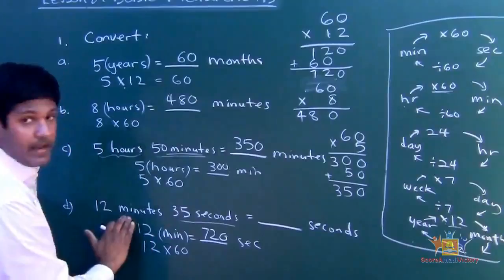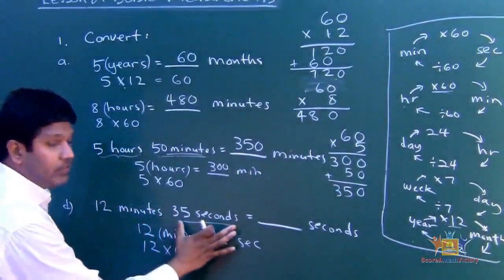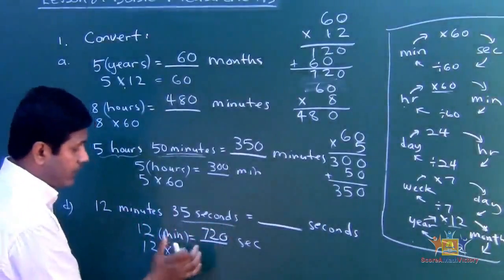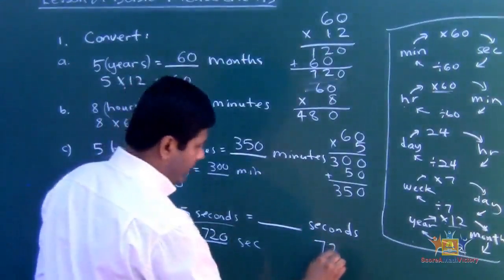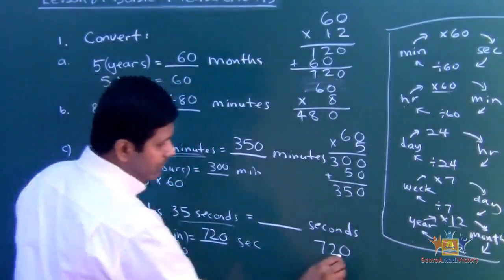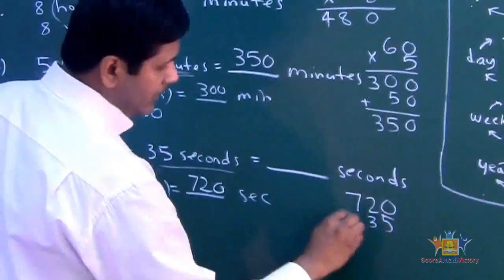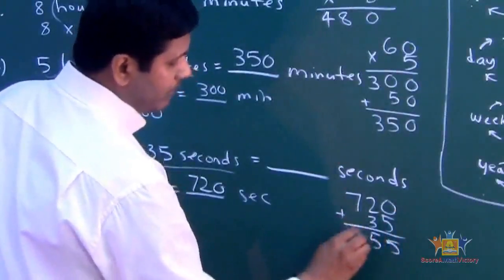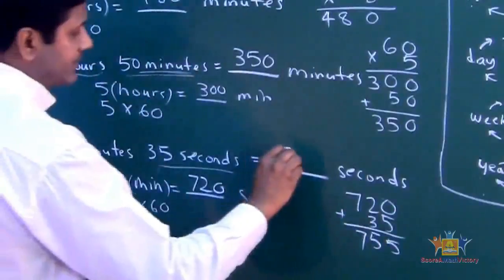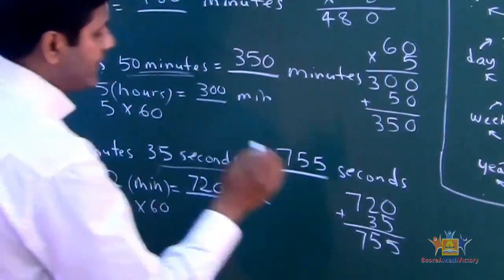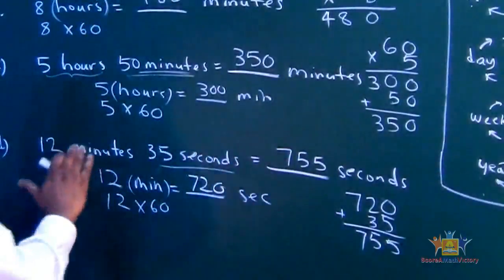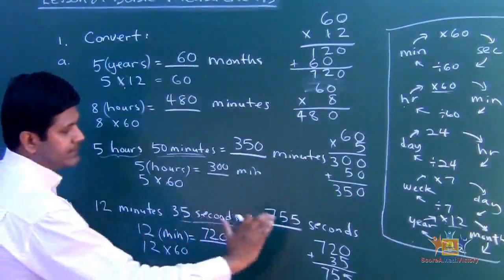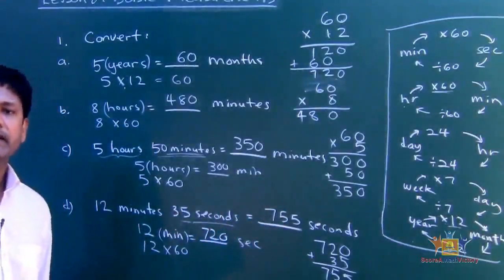That's for 12 minutes. So keep in mind, I still have 35 seconds to add to it. So I take 720 and line up the 35 with it. Now I'm going to add: 0 plus 5 is 5, 2 plus 3 is 5, and then bring down the 7. So that means 755 seconds. So 12 minutes 35 seconds is 755 seconds.